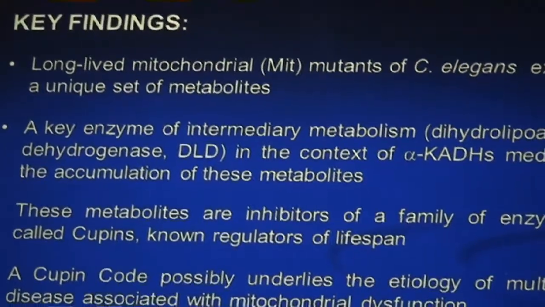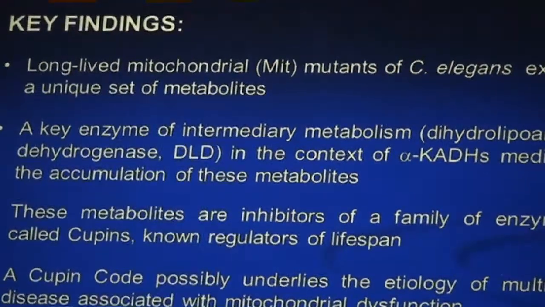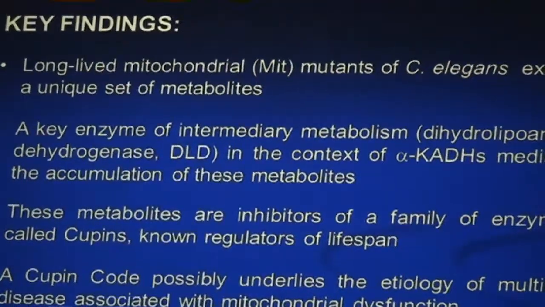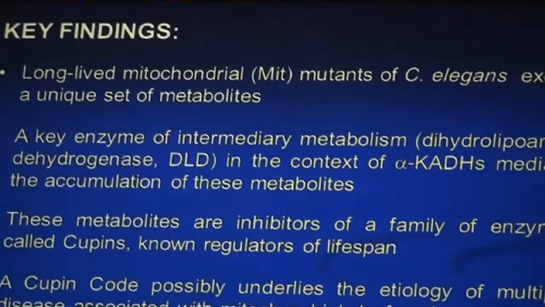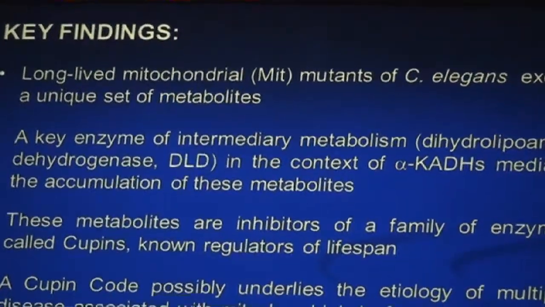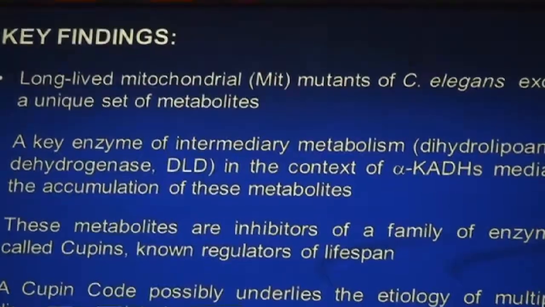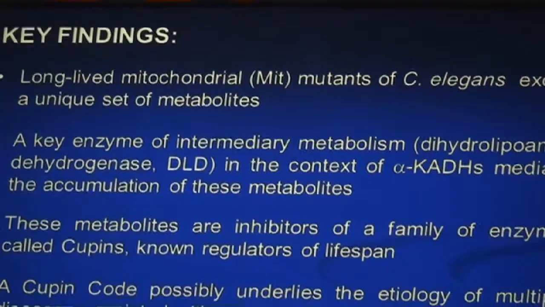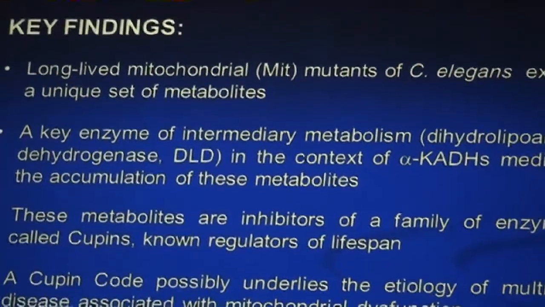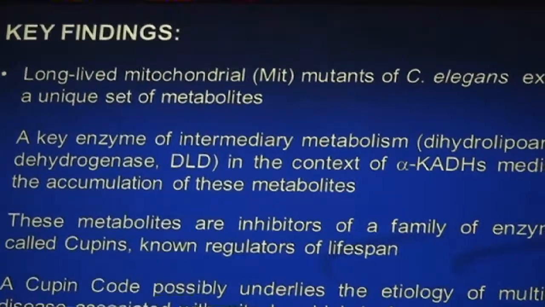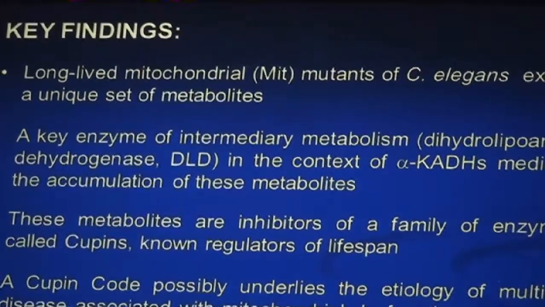And I'm going to lead with this kind of provocative idea that, in actual fact, there very well may be what we're calling a cupin coda, where there's a direct connection between metabolites that are leaking out of dysfunctional mitochondria and the family of up to 50 different kinds of enzymes that are inhibited. And we think the phenotype that comes out of these cells depends on which metabolites are present, which cupins they're inhibiting, and which cupins are present in that cell.